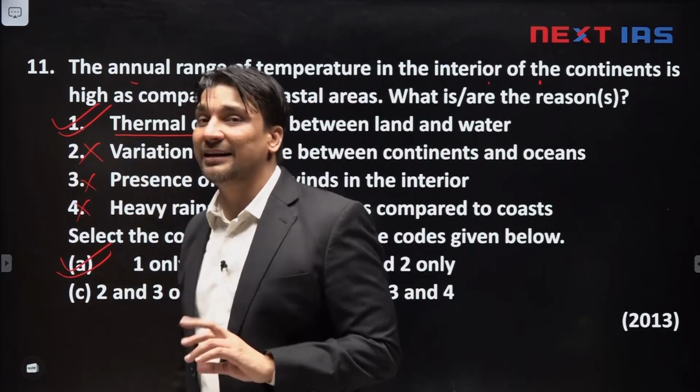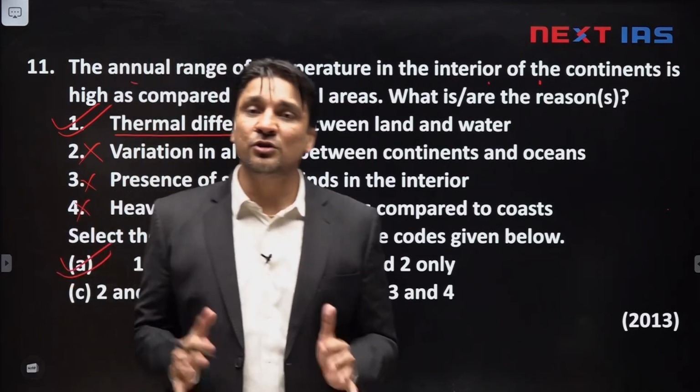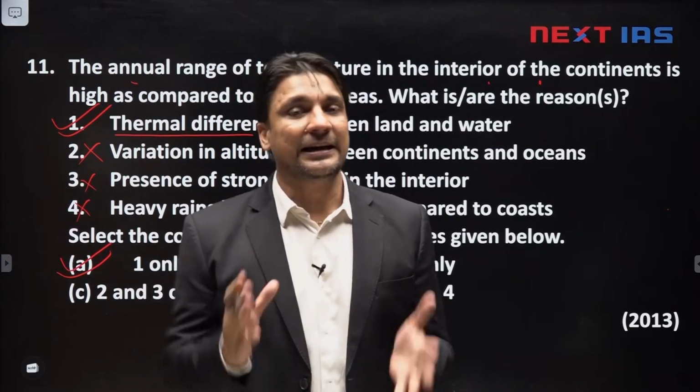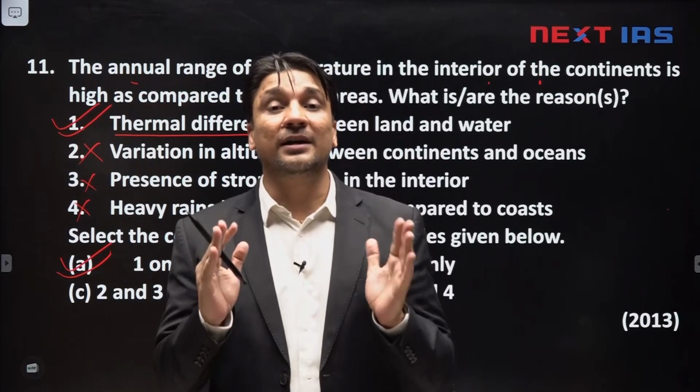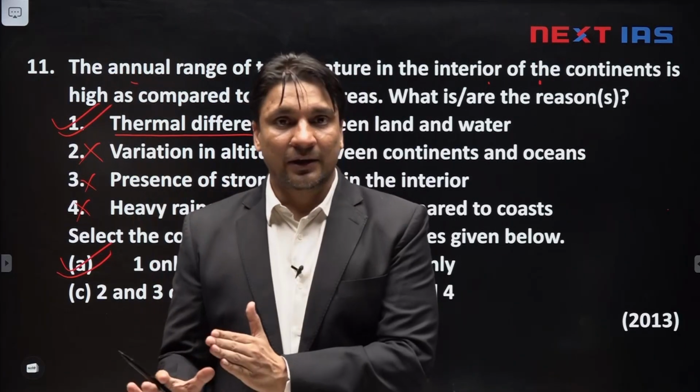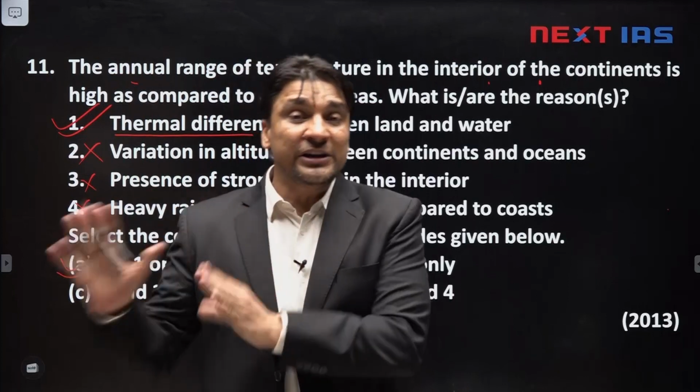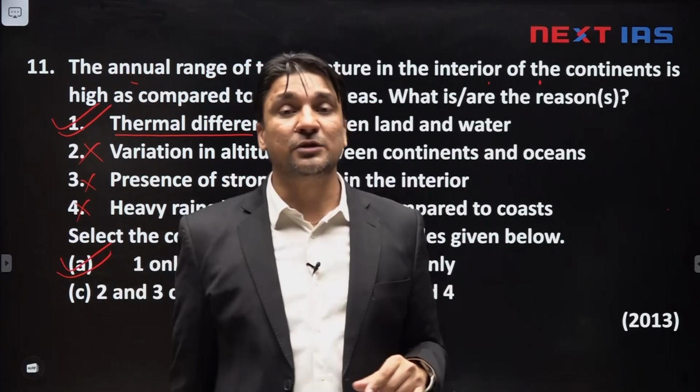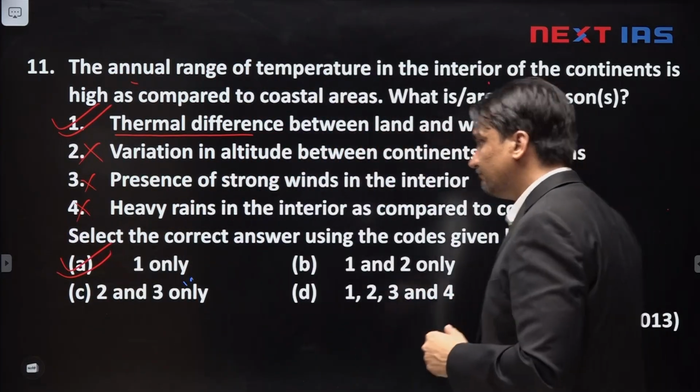Only first statement explains high annual range of temperature in continental areas. This property of continents is called as continentality. So the reason behind continentality is thermal difference between land and sea.